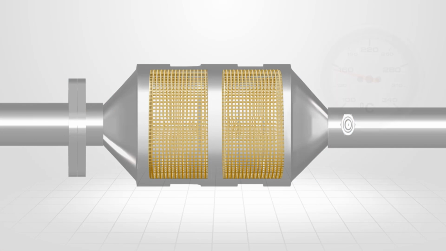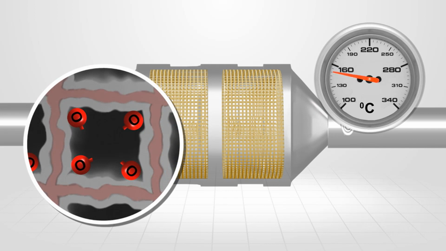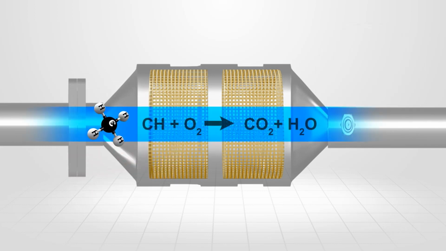When the catalyst reaches its correct operating temperature, the precious metals adhered to the substrate core react or oxidise with the passing hydrocarbon molecules. Surplus oxygen from the combustion process, or released by the NOx reduction catalyst, combine with the hydrocarbon molecules, forming carbon dioxide and water vapour, or H2O.